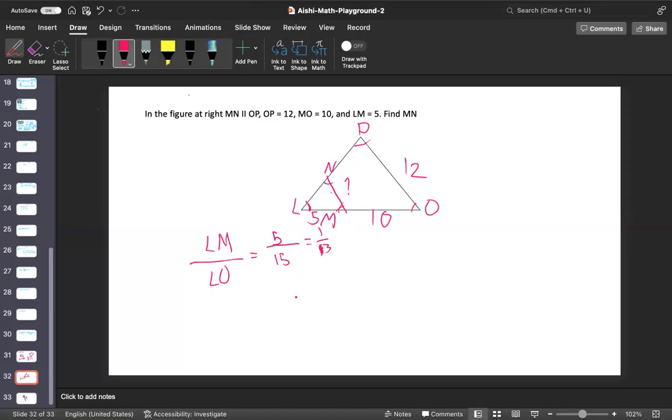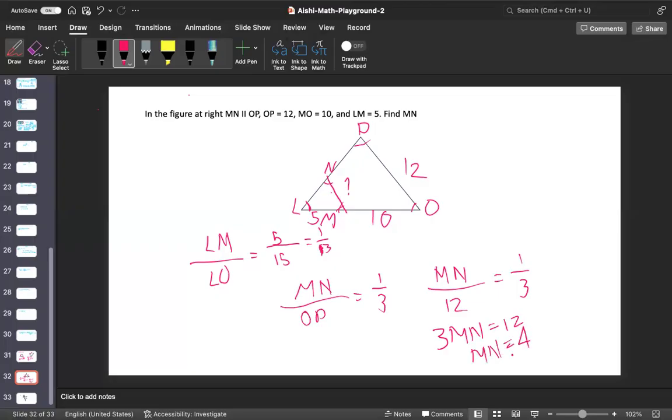Okay, so back to this. We would then have MN divided by OP is equal to 1 by 3. So MN, which is the one we don't know, divided by 12 is equal to 1 by 3. Now if we cross multiply, we get 3MN is equal to 12, which means MN is equal to 4. Side ratios might be hard to find, but they are super helpful.